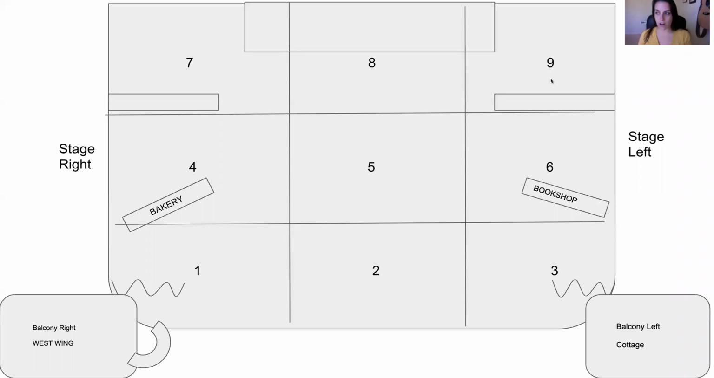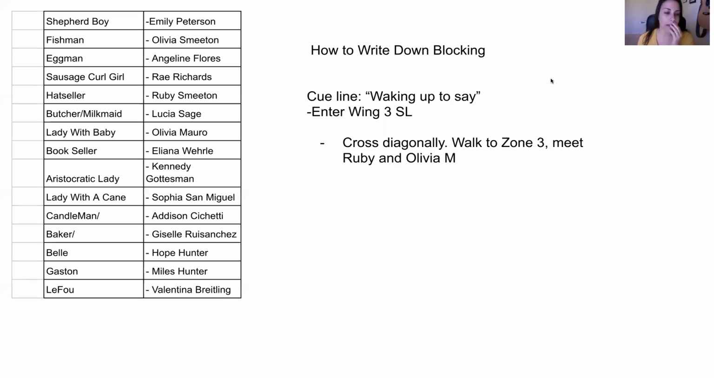This is from the audience's point of view. So you can see and look up right. That's not your right, but it's the actor's point of view. So if you want to flip it around, you're welcome to. Okay, this is our cast template and how to write down our blocking.